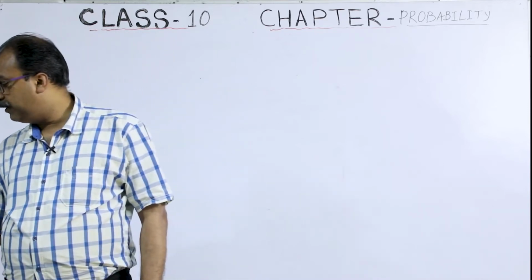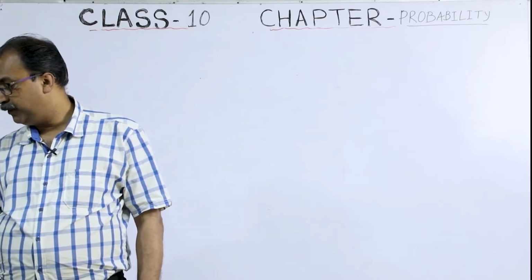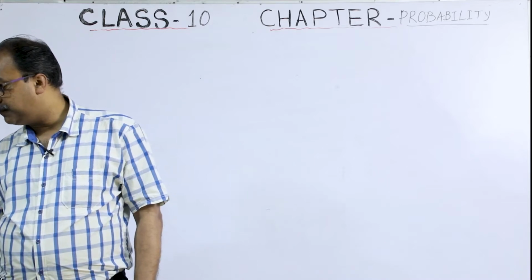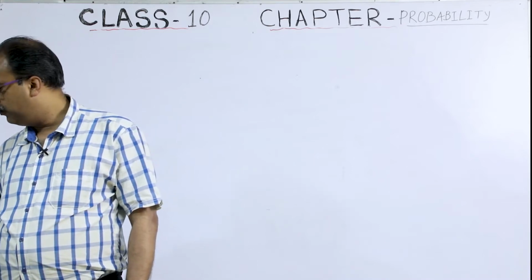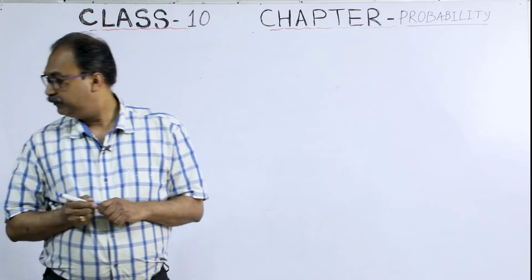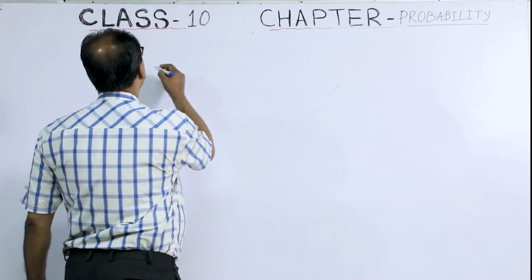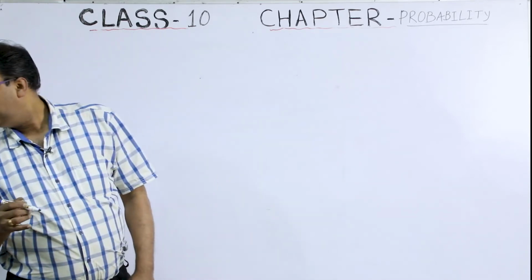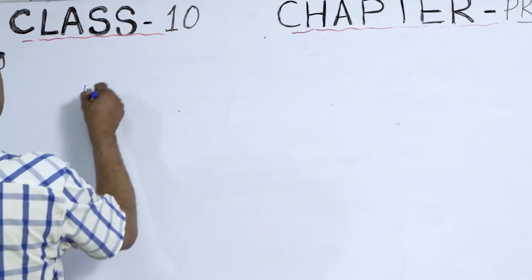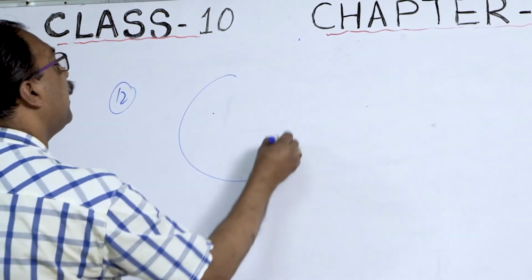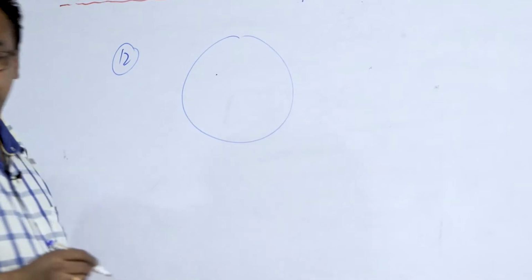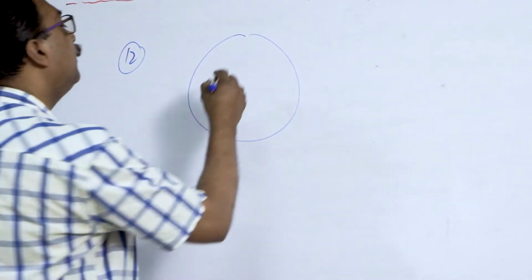Now we will solve question number 12. Look at the game of chance consists of spinning an arrow. Okay. See, this is the arrow. Question number 12. So it is a game of spinning arrows. Okay. So the numbers are given here.